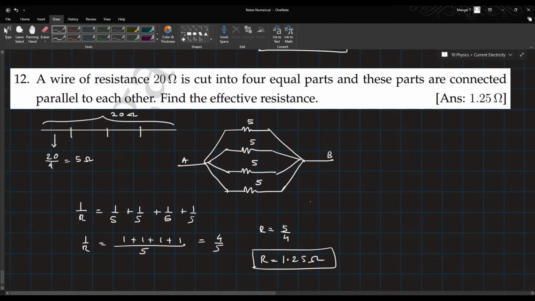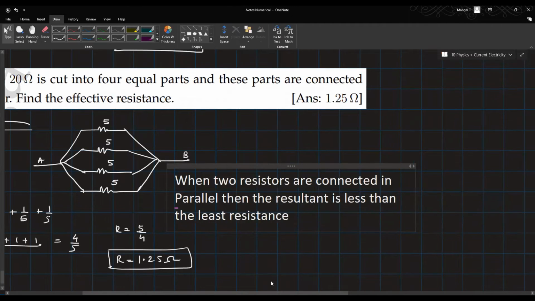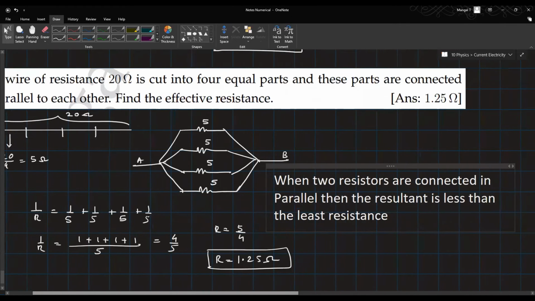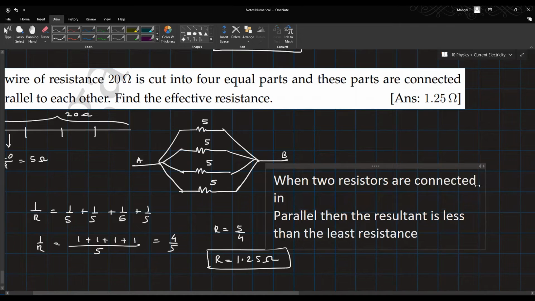Remember this, whenever two resistors are connected in parallel, the resultant will be smaller than the least resistance. When there are two or more resistors connected in parallel, the resultant resistance of the combination will be smaller than the least resistance in that combination.